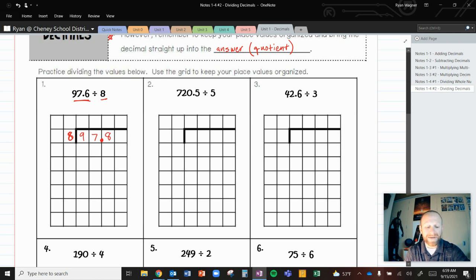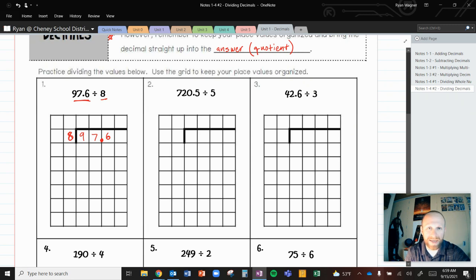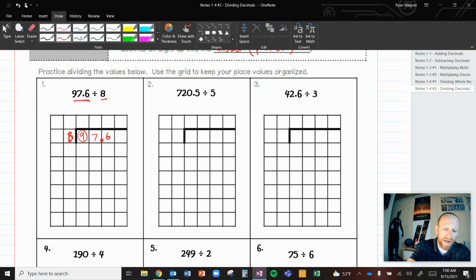Okay, so we have 97.6. I don't know why I wrote an 8 there. If you wrote an 8 there, ignore it and write a 6 because I accidentally was looking at the 8. So 97.6 divided by 8. All right, so what we're going to do is we're going to take our divisor and we're going to see how many times it goes into our first number.